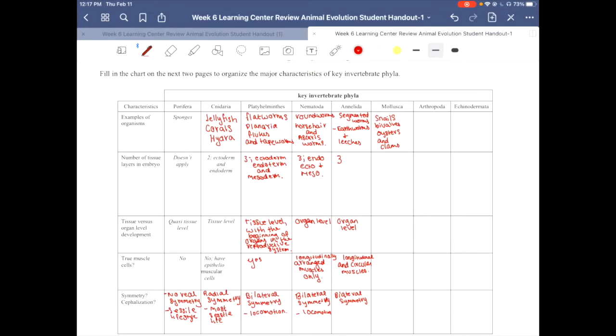Okay, so like I mentioned, they're also going to have three embryonic layers, like the number of tissue layers, and they also have organ level structure. But we are going to see an increased complexity of their muscular system. So we see intricate muscles that are different from just the longitudinal or the circular muscles.